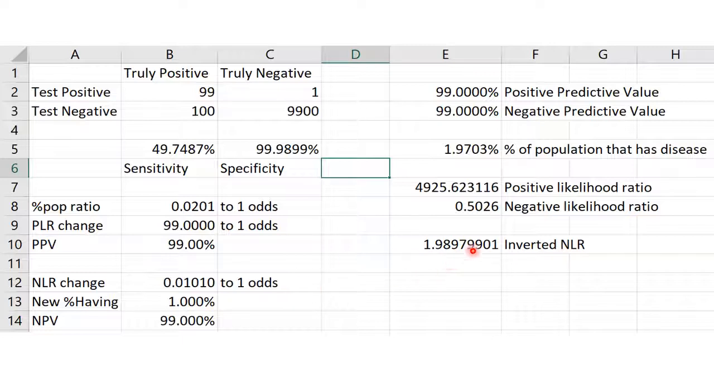But in this case, what this test really told me is that it's still really, really rare that I have the disease. There's still a 99% chance I don't have the disease.